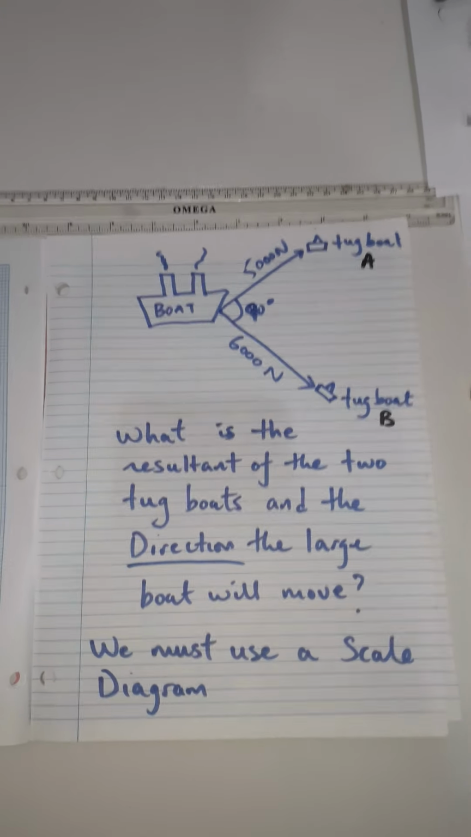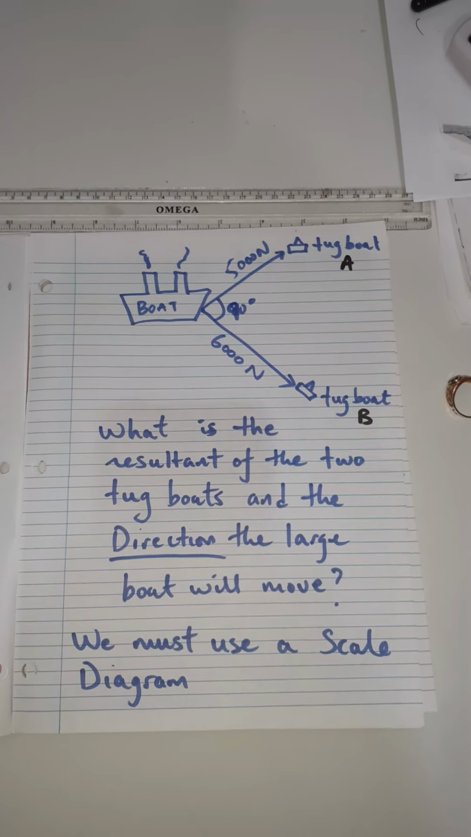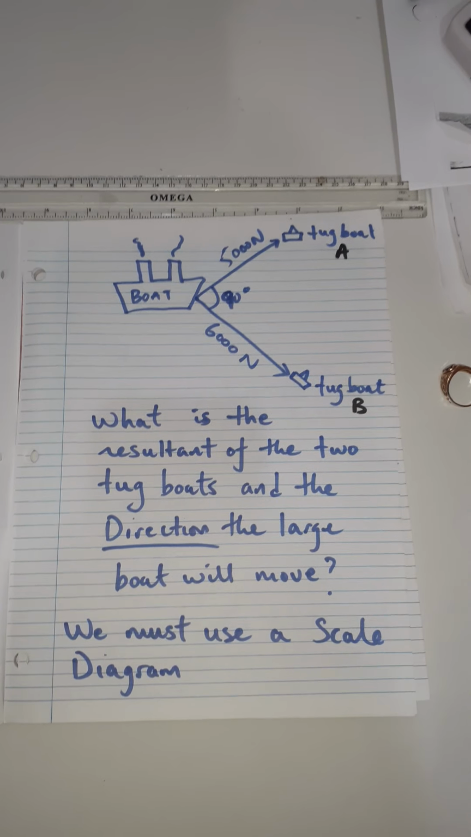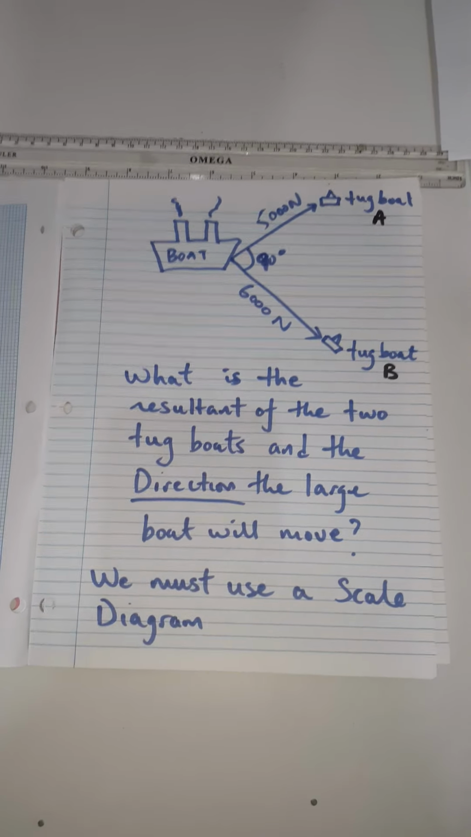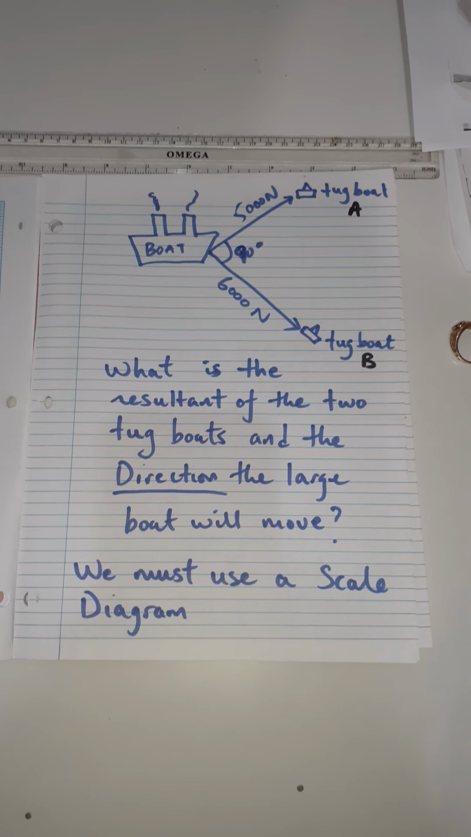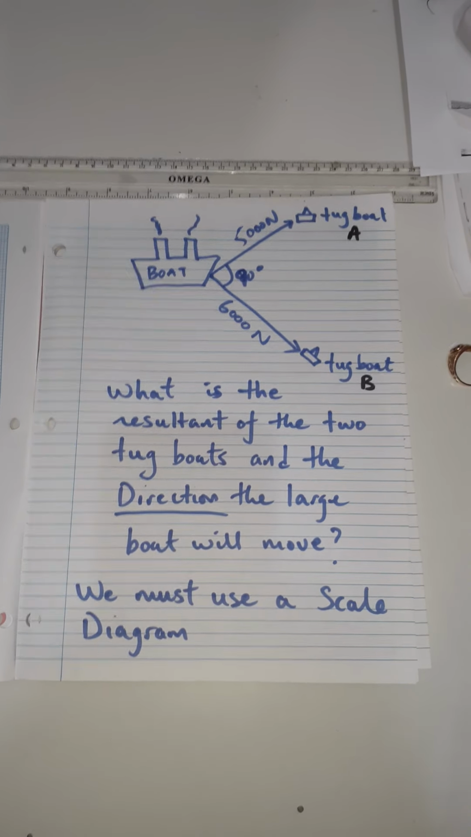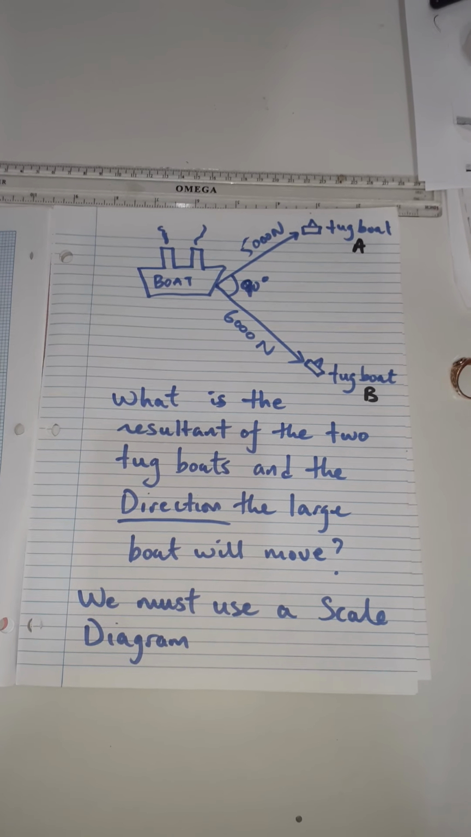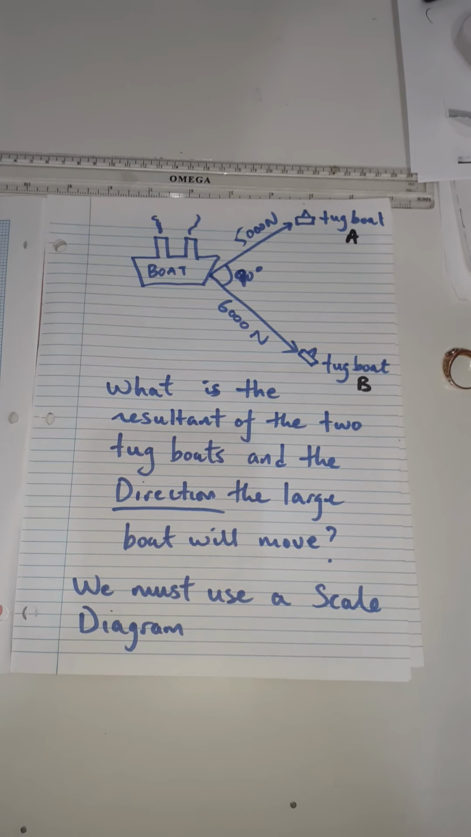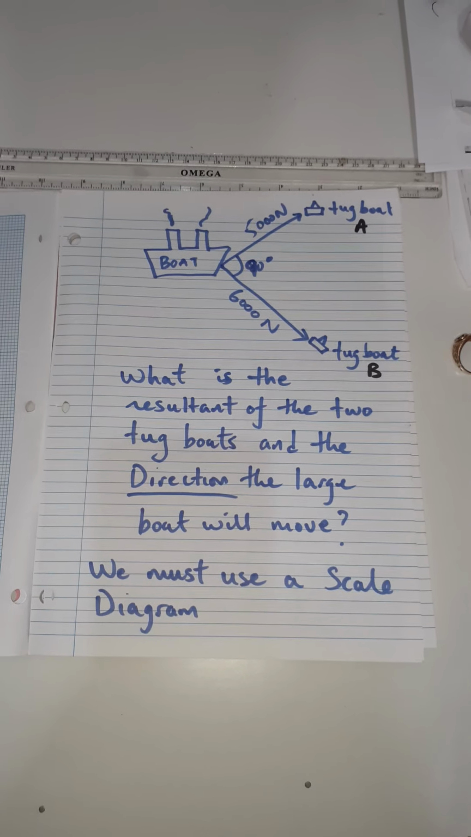So in real life, we have forces acting on all objects. So for example, if we have this large boat that is coming into a harbor, very often what happens is that tugboats, two small tugboats, which are very powerful boats, will pull the large boat into the harbor safely. So if we look at the diagram there, we have a large boat, and tugboats A and B acting on the boat. Tugboat A is pulling at a force of 5,000 newtons, and tugboat B is pulling at a force of 6,000 newtons.